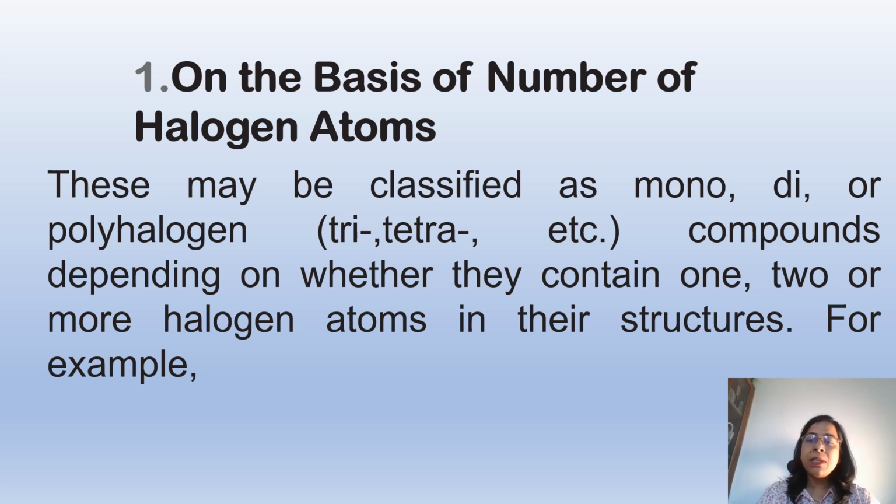For example, if there is one chlorine atom or any of the halogen atoms like fluorine, chlorine, bromine, or iodine, then if it is one, we call it a mono-substituted compound. If they are two, we call it a di-substituted compound. And if there are many, we call it a polysubstituted compound.